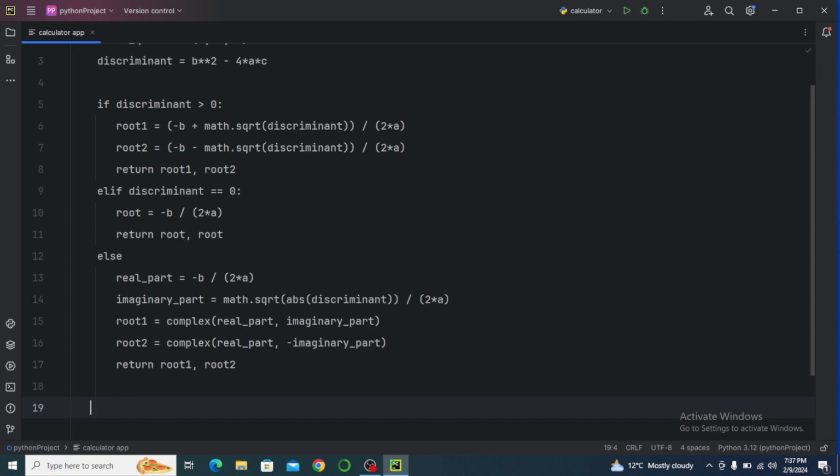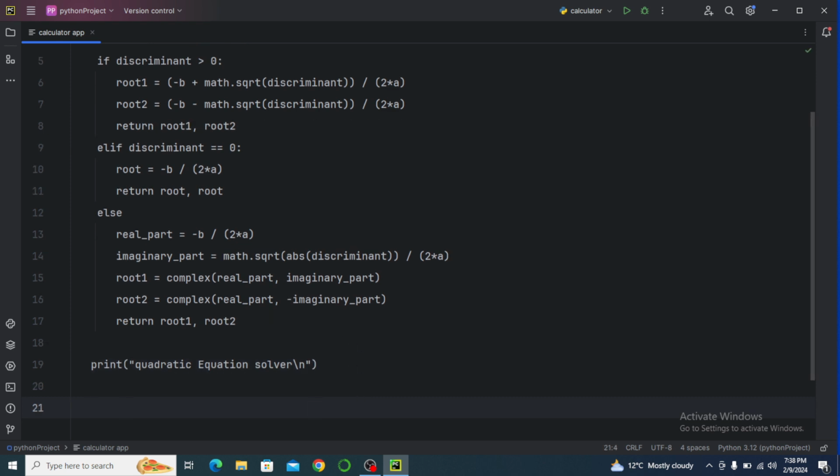So we're going to say print. You should print the quadratic solver. This is what we're going to see on our interface. Print quadratic equation solver. I'm going to close the bracket.